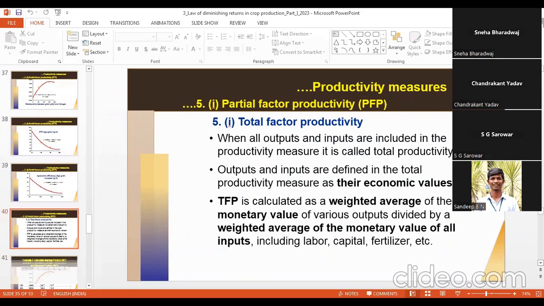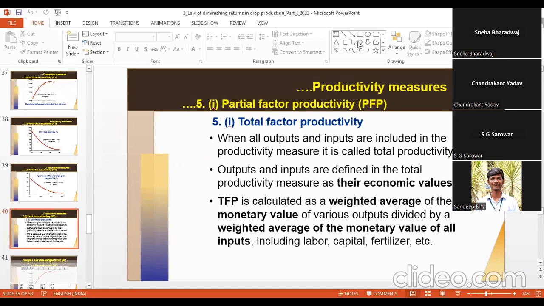Now, total factor productivity. It is not possible to combine all these factors directly, because the rate of fertilizer application is in kg per hectare. If you apply water, it is depth of water, hectare-centimeter, something like that. So their units are different. So what can be done? All these partial factor productivities can be converted into monetary terms.